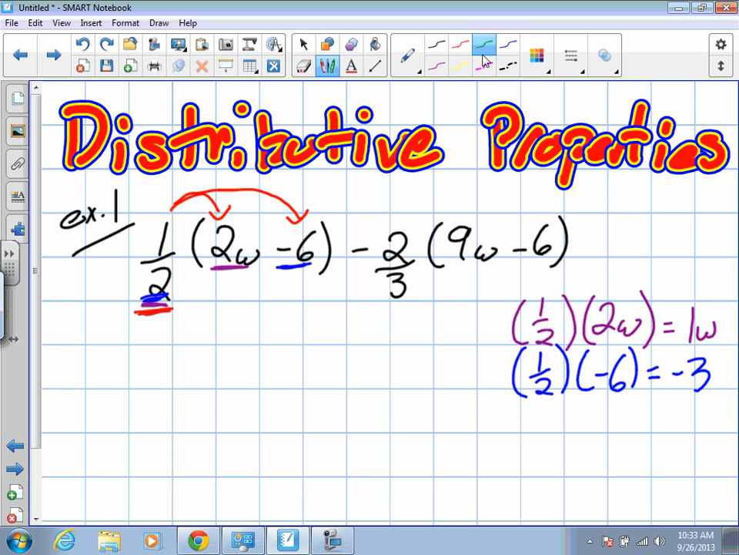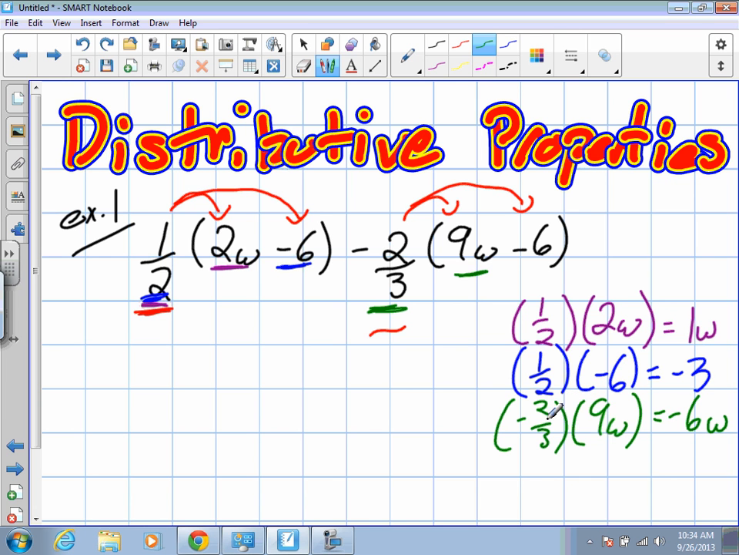Our second set here, this is technically -2/3 times 9w. It's the same idea. I have to multiply this term by both. So this one will be a little more difficult for us. We have -2/3 times 9w. Well, we know w is going to be part of the answer. Now we have to focus on 9 times -2/3. Not 3, 6. Is it positive or -6? It's negative, because it's a negative times a positive.